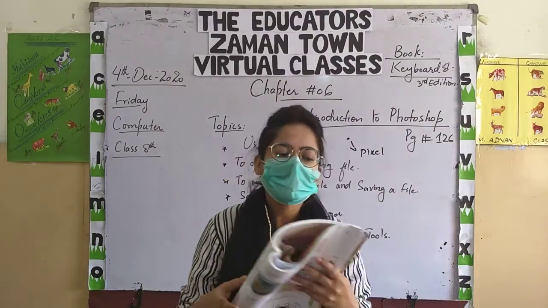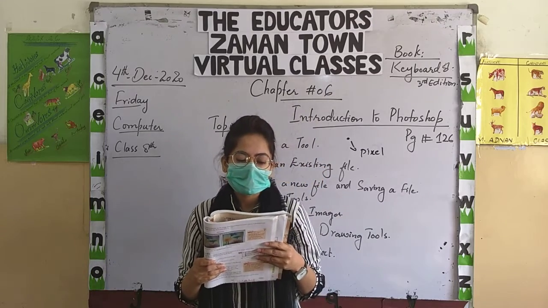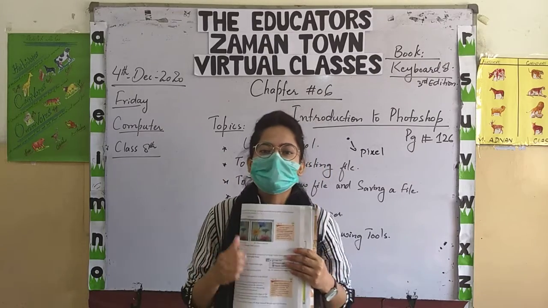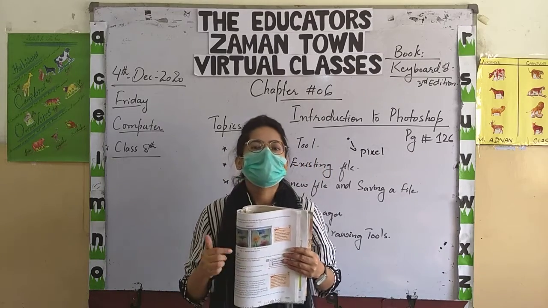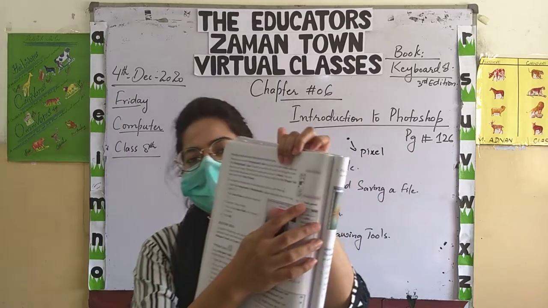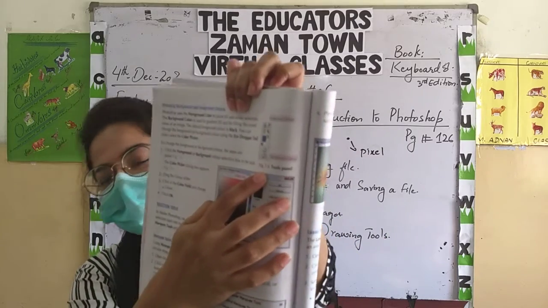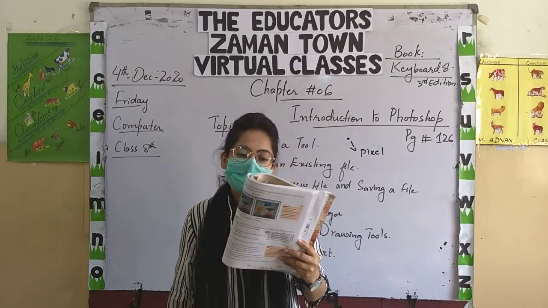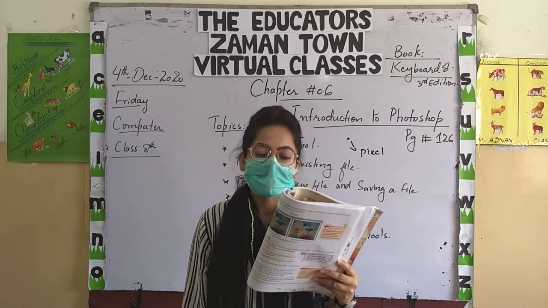On page 128 we have the topic changing background and foreground color. What is meant by background and foreground color? Background color is the outer color of our image and foreground color is the inside color of our image. So we have this option in the tool panel, figure number 7.5. You can see in this picture, 7.5, we have foreground color and background color both.